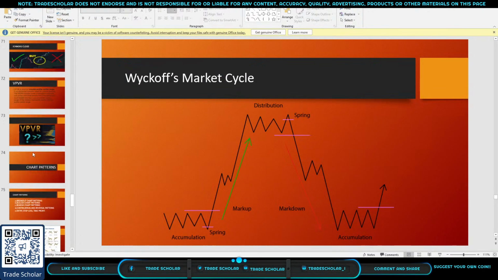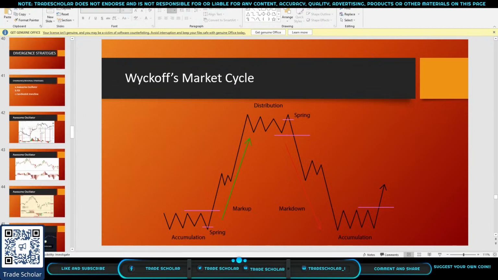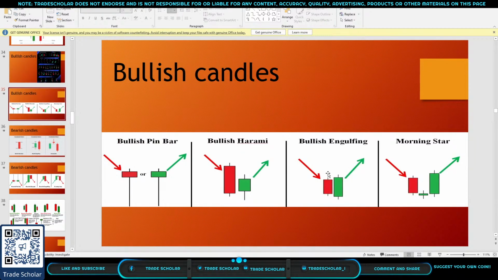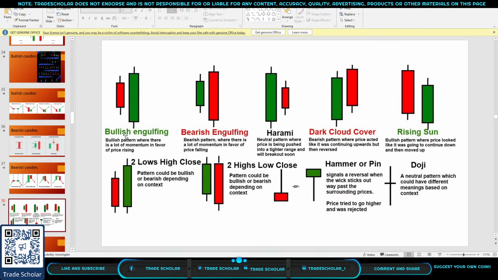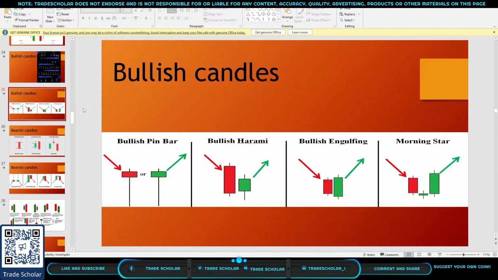Let me show you the chart, the candlestick pattern. Here, bullish harami, where it would most likely go to the upside. Harami is a neutral pattern where price is being pushed into a tighter range and will break out soon. So this is about to break out soon. It will most probably break out to the upside or to the downside, depending on the color. So that's our explanation right there.